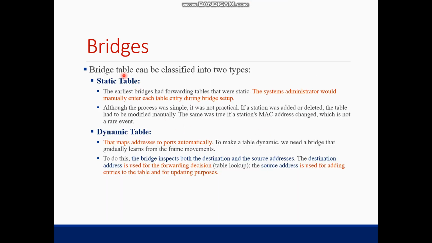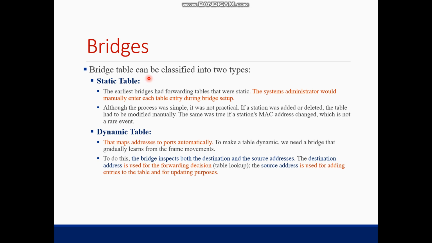So the bridge filtering table can be classified into two main types: static table and dynamic table. First, let's have a look at the static table. It is a very old method and it's not practical.